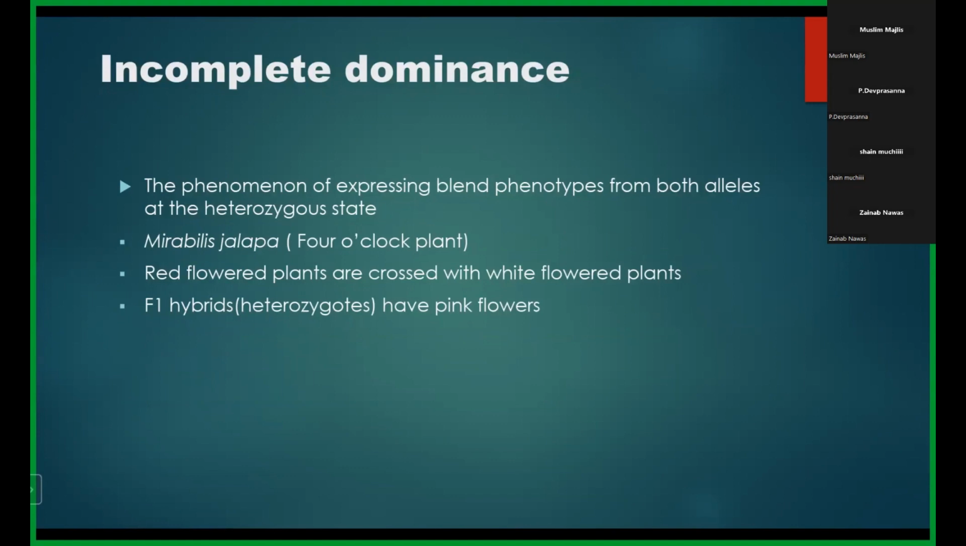So let's look at the first deviation, incomplete dominance. Incomplete dominance is when the phenotype expressed in the heterozygous state is a combination of both the alleles. Instead of having one dominant allele and one recessive allele expressed respectively, we have a phenotype that is a blend of both. For this, we have the example of the four o'clock plant, also known as Mirabilis jalapa. This plant has red flower color and white flower color.